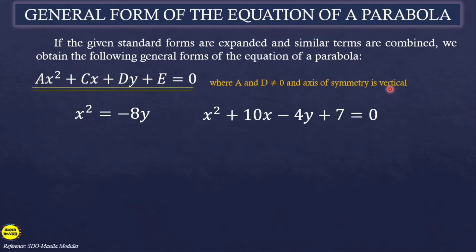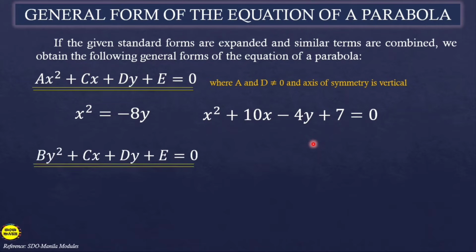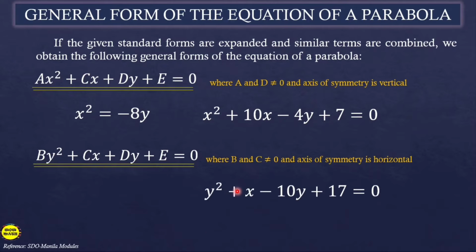So ito yung mga halimbawa, no? Ito yung mga halimbawa na kapag yung axis of symmetry natin ay vertical. Next, by squared plus cx plus dy plus e is equal to 0, where b and c dapat hindi equal sa 0. So kapag ganito daw yung equation ng parabola, yung axis of symmetry natin ay horizontal. So yung parabola natin naka-open siya sa left side at sa right side. So ito yung mga halimbawa, no, ng mga parabola natin, equation ng parabola natin na is either naka-open left side or right side.